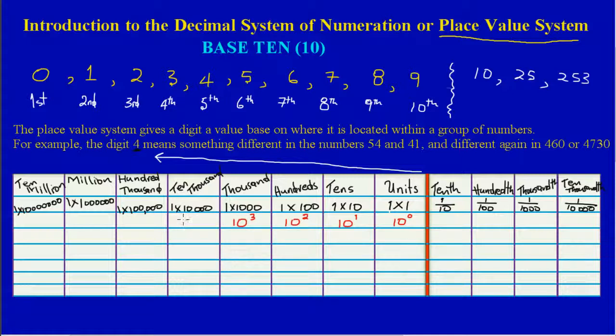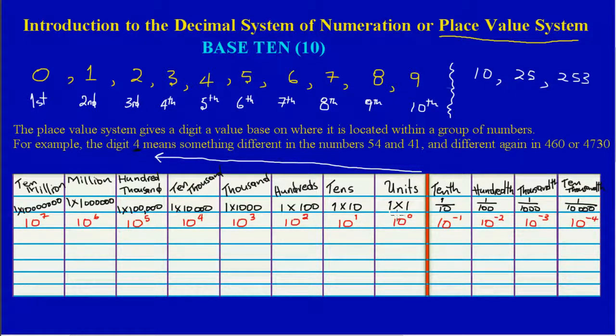My 10,000 column is 10 to the power of 4. My 100,000 column would be 10 to the power of 5. And my million column here would be 10 to the power of 6. And my 10 million column would be 10 to the power of 7. Okay? And this form that I'm representing my place value system in is the exponential form. Now, as I move across the decimal point going to my right, this would be 10 to the negative 1. And this would be 10 to the negative 2. And this would be 10 to the negative 3. And this would be 10 to the negative 4.